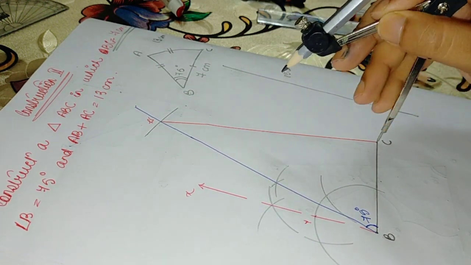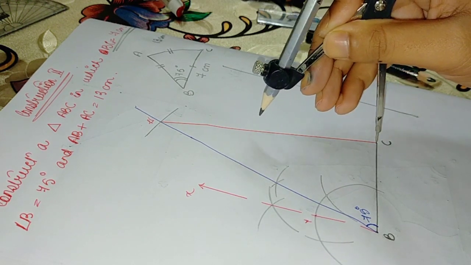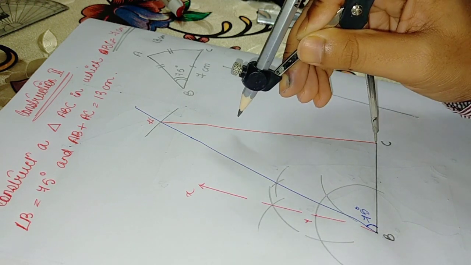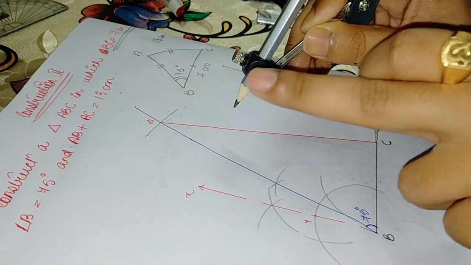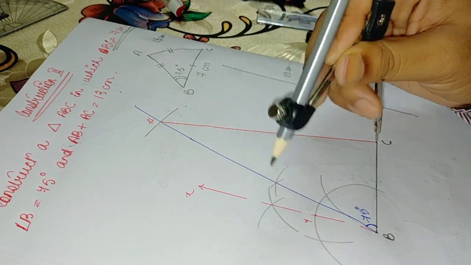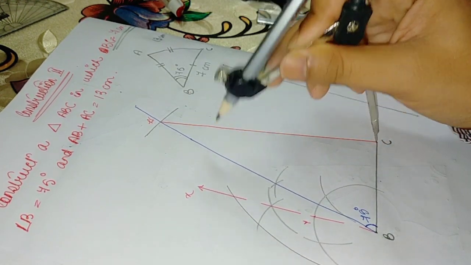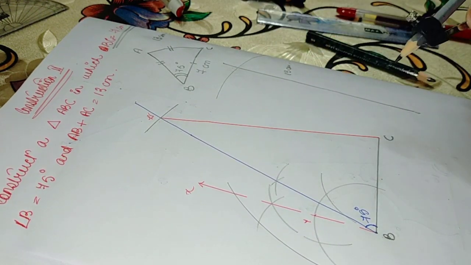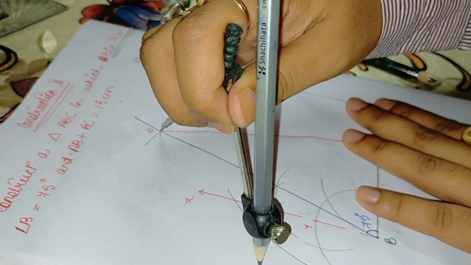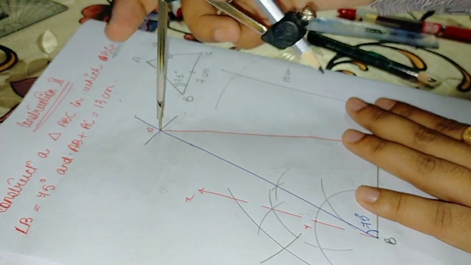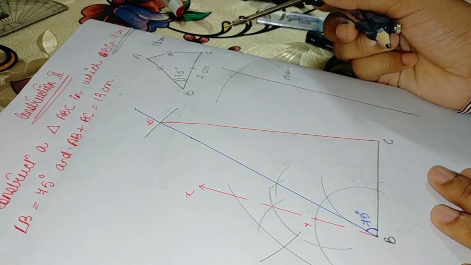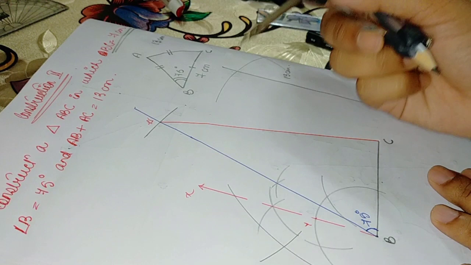I will place my compass at C and take a radius more than half of the distance between CZ. I have to take more than half of the distance of CZ. Okay, and I will draw an arc on both sides, here and here. Is that clear? Then again I will put my compass at Z and I will draw another arc here and here. That means the previous arc should be cut by the new arcs on both sides.